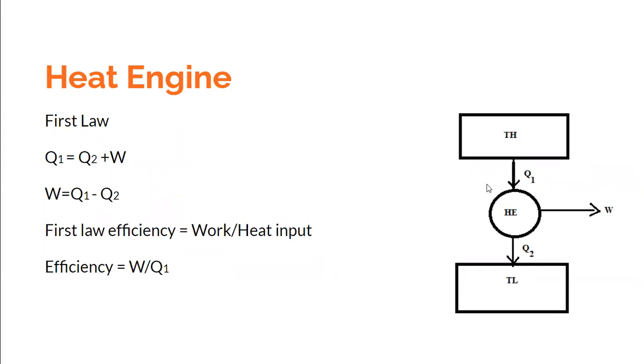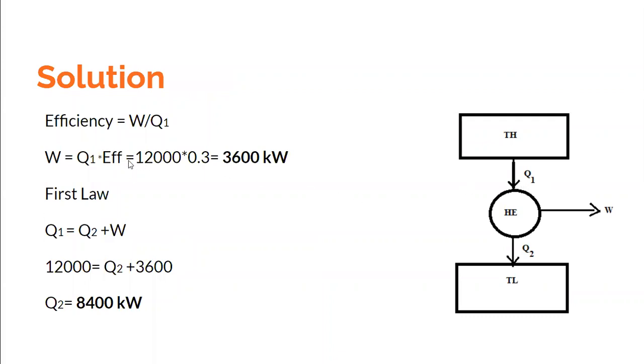As you see over here, this is a schematic of the heat engine wherein heat supplied is Q1 and heat rejected is Q2. The work output of this heat engine is work W. So from the first law of thermodynamics, Q1 is equal to Q2 plus W and efficiency is equal to W upon Q1. So the given data is Q1 as 12,000, the efficiency is 30%. So the work output is heat input into efficiency, which is 3600 kilowatts.